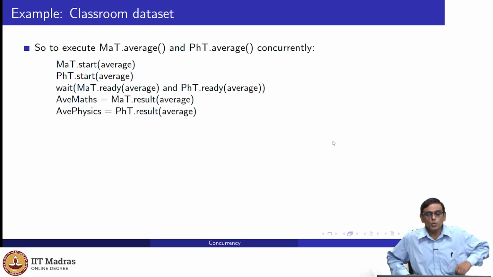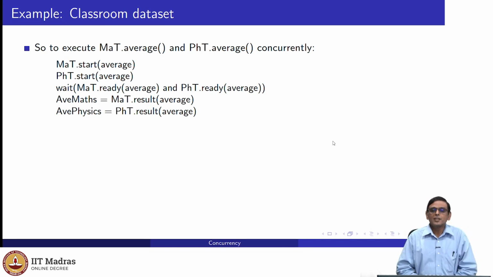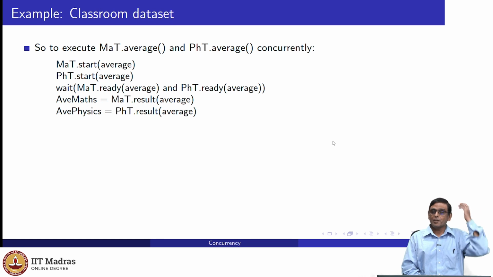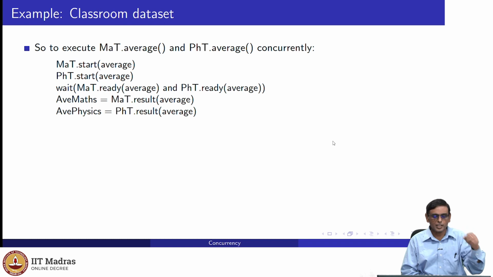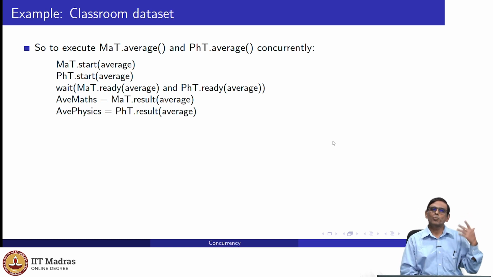So suppose we want to do maths and physics averages in parallel. This is the code for it. We'll call the maths teacher's average; we want to start it. We are not passing any parameter here because average doesn't take a parameter. So we say MAT dot start average, which means we are starting the average for maths. Then physics teacher dot start average. So we started the average for physics. Now we are not waiting for average to compute. We started the average for maths and then proceeded to start physics average and then proceeded. Now both averages, maths and physics, are running. We don't know what's going on, they are running.